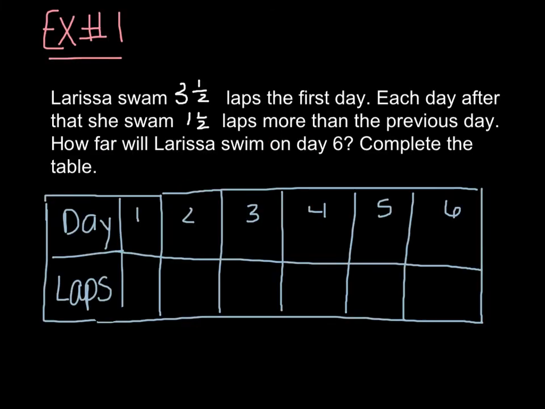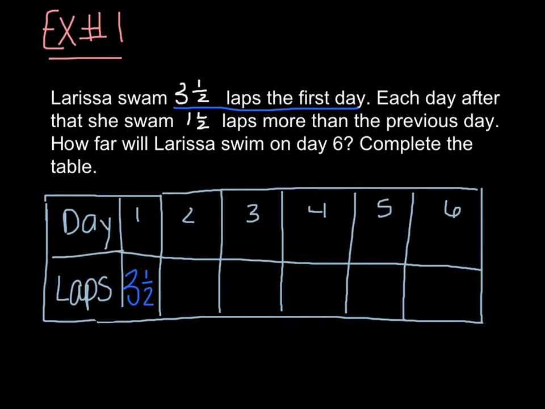Example number 1. Larissa swam 3.5 laps the first day. Each day after that, she swam 1.5 laps more than the previous day. How far will Larissa swim on day 6? Complete the table. All right, so we know the first day she swam 3.5 laps, so I'm going to put that in the table for day number 1.